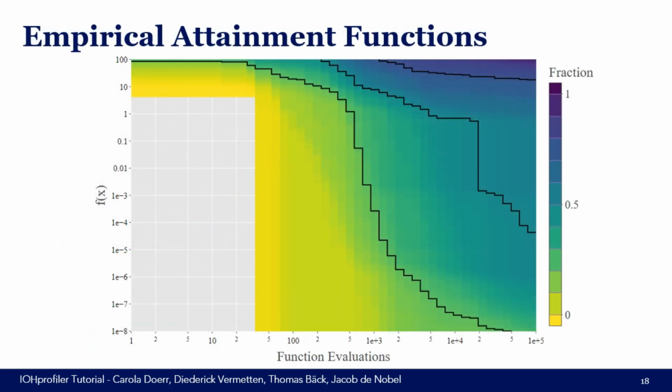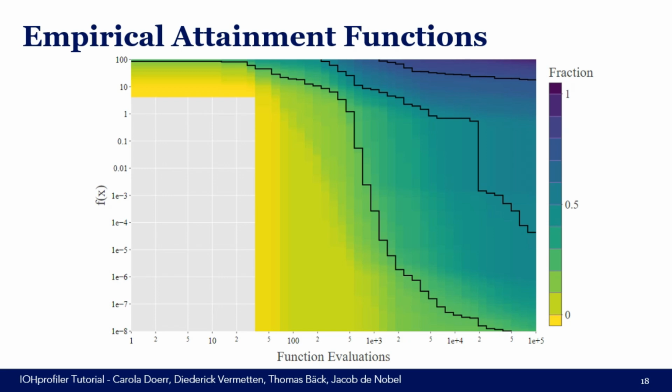And one final way of looking at this performance data that I want to highlight is using empirical attainment functions, where we see performance really as the three-dimensional shape that it is, where we have on the one hand the number of function evaluations, then we have our function value, our quality, and then the third axis is the probability that we reach this. So performance space can really be seen as this three-dimensional combination of probability, quality, and time.